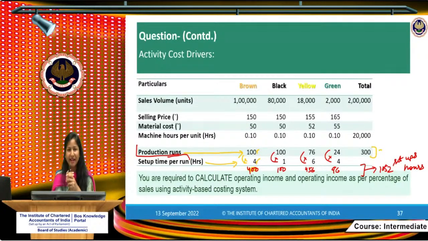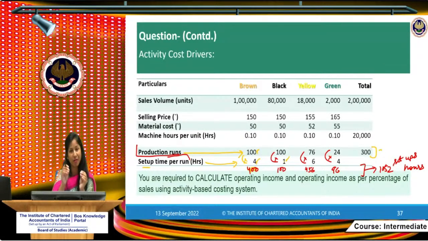One important thing I can tell you from the given data: for brown color, the setup time given is 4 hours. For black color, it is given only 1 hour. Why that difference? Because for black color, not much cleaning is required. You can directly fill the black color and it would be okay. The cleaning process would be minimal for manufacturing black hair clips.